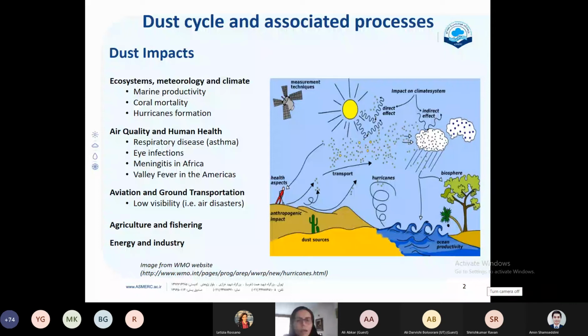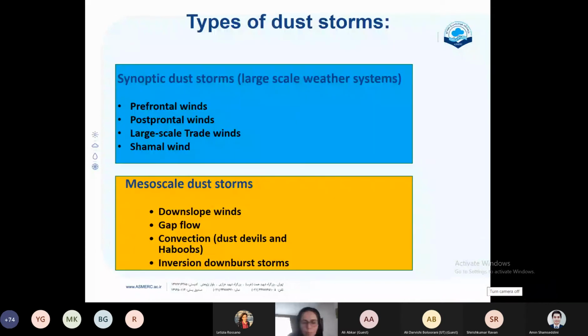As you may know, over the Middle East there are several kinds of influencing factors on dust genesis. The main ones on the synoptic scale are prefrontal winds and postfrontal winds, as well as larger scale trade winds and shamal winds. But we also have some mesoscale dust storms, such as downslope winds, gap flow, convection, and inversion downburst storms, that are really hard for models, especially regional models, to capture.